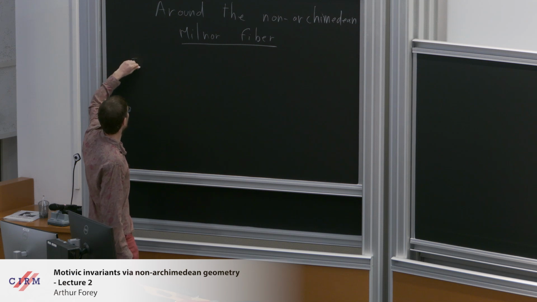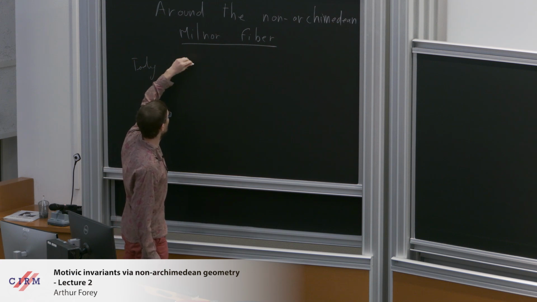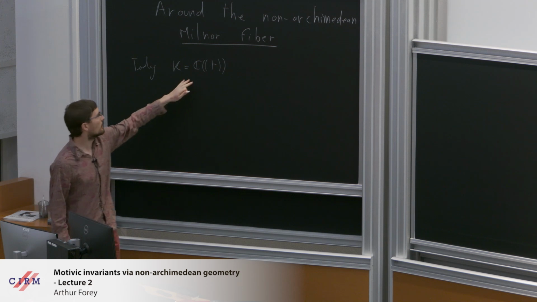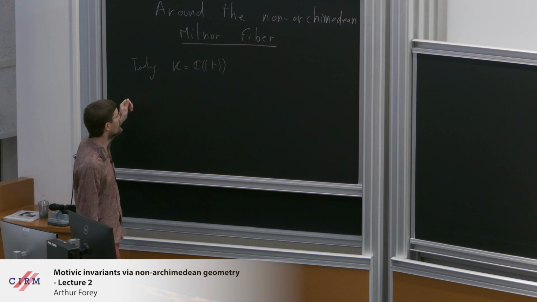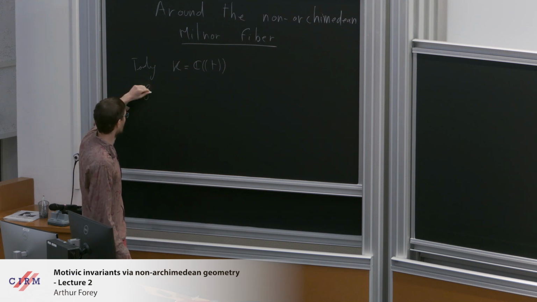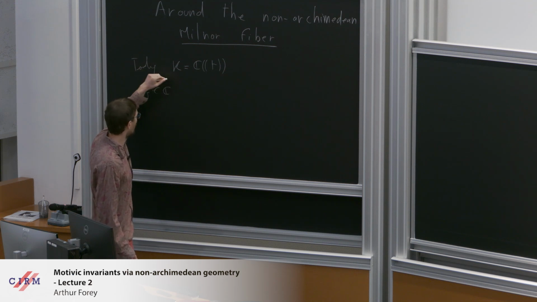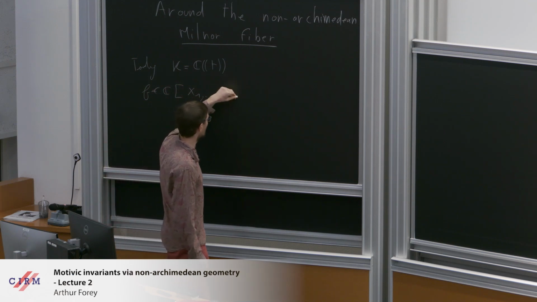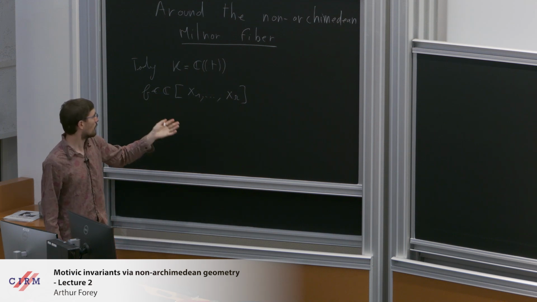So for today, my parameter space will be the field of Laurent series C double bracket T, and it's somehow important to really work over this field. Otherwise, you lose some things. And if we start, we are interested really in the classical thing. We take f a polynomial in n variables.